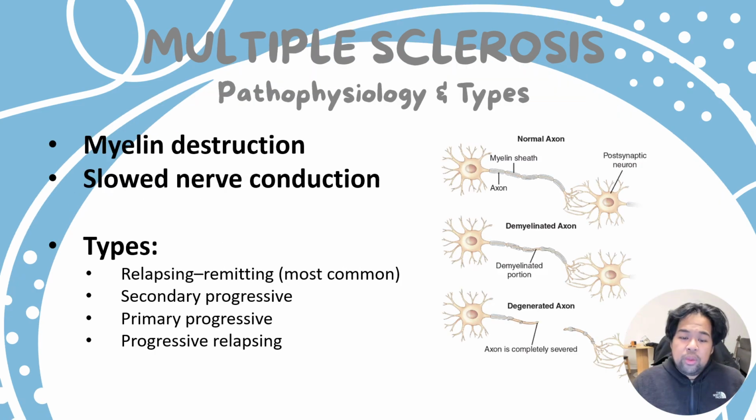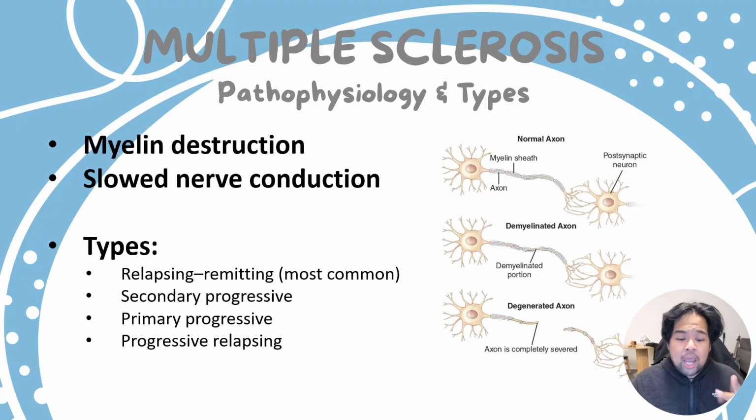So the main thing with MS is that there's a myelin destruction. If we look at this image here, the normal axon, the myelin sheath is smooth, it's covering it. The second image, the demyelinated axon, you can see that there's a little bit of corrosion, it's a little less, and then the degenerated axon is completely severed. When it's demyelinated, there's a slowing in the nerve conduction. So your brain is trying to send messages to your body, and there's a slowing of that, okay?